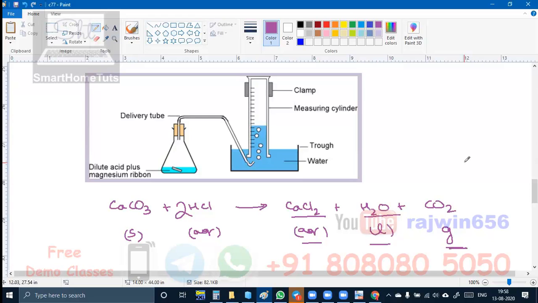So can you repeat your voice? This experiment cannot be used for this apparatus. For the arrangement of this apparatus, you cannot measure the rate of reaction for this chemical reaction.